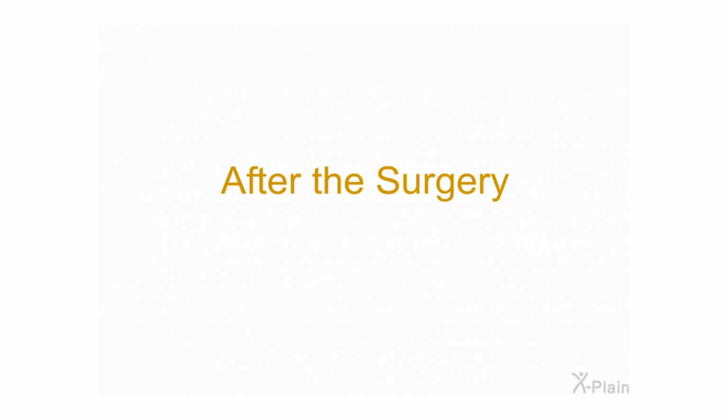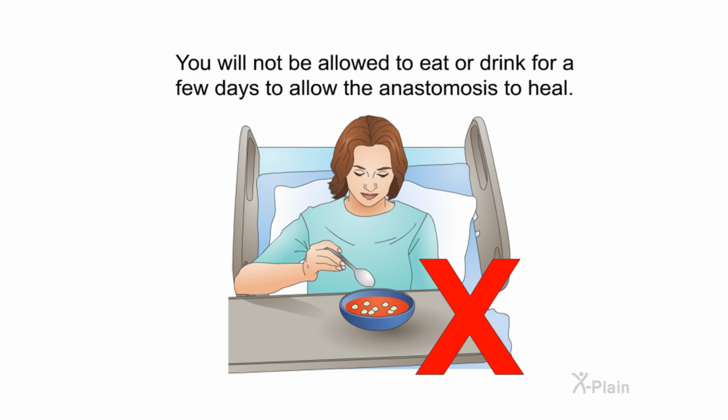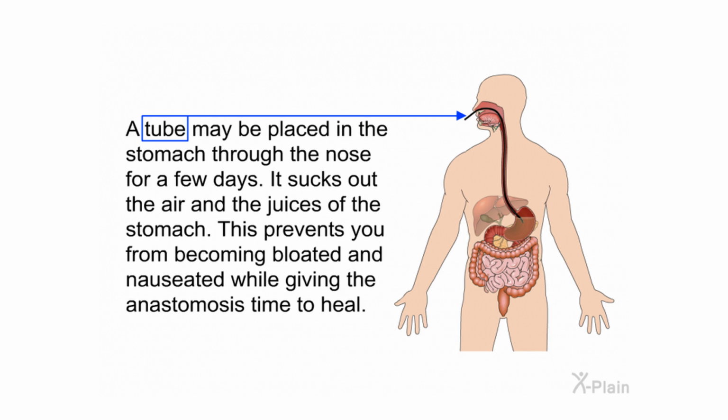After the surgery. After the operation is done, the patient is transferred to the recovery room and then to a regular room. You will not be allowed to eat or drink for a few days to allow the anastomosis to heal. A tube may be placed in the stomach through the nose for a few days. It sucks out the air and the juices of the stomach. This prevents you from becoming bloated and nauseated while giving the anastomosis time to heal.